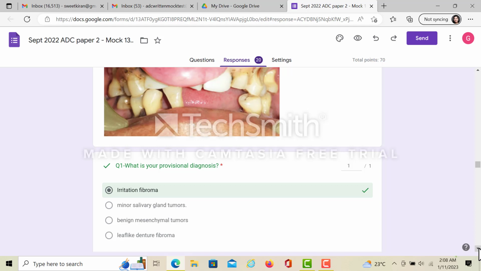This is not cauliflower leaf-like, so I won't go with that. Benign mesenchymal tumors, you can say, but again, they are connective tissue ones. They are not fibrous ones. Mesenchyme means a connective tissue, okay? Fibroma is a fibroma, which is firm. So everything is pointing towards irritational fibroma.